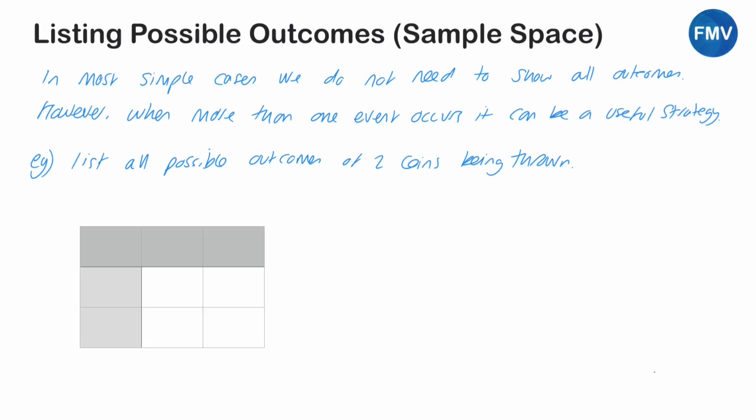Hello and welcome back. So in this video, we're looking at listing all possible outcomes of events occurring. This is also called a sample space. You know it as a sample space diagram, but the correct term is just sample space.